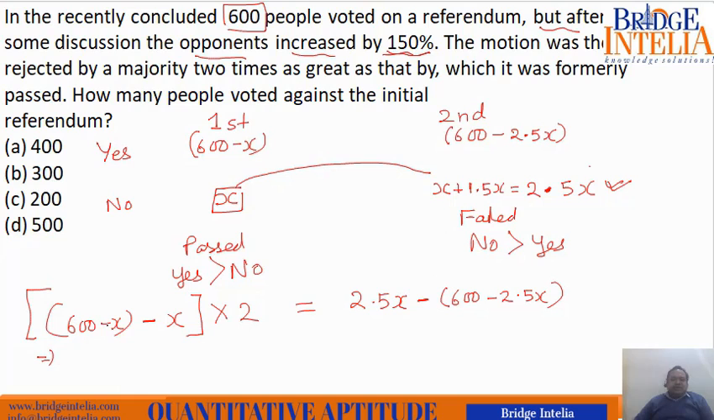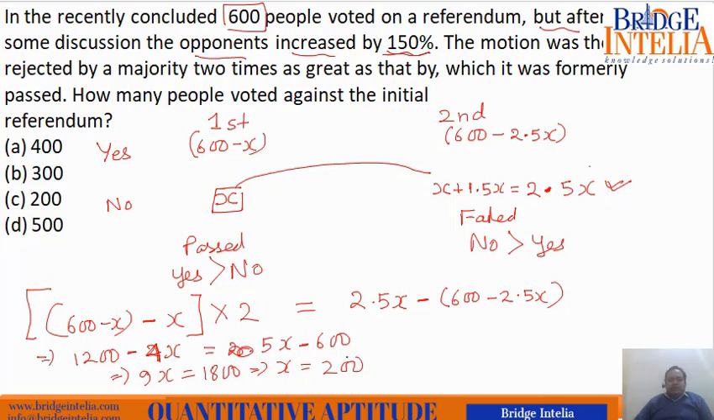So let's do that. So (600 minus x) into 2, 1200 minus 2x is equal to 2.5x minus, minus plus, so 5x minus 600. So from here, this will be 4x, not 2x, because minus minus 2x, 2 into 2, 4. So if you switch sides, 9x is equal to 1800, which would mean x is equal to 200. Now what is the question? How many people voted against the initial referendum? So x is equal to 200.